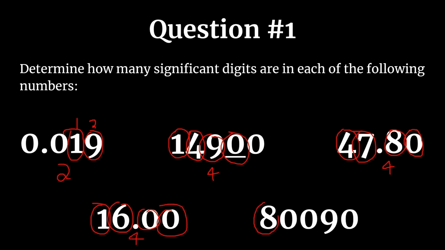Lastly, the 8 and the 9, of course, as they are non-zero numbers, are significant. But these 2 zeros right here are sandwich zeros, and so they also become significant. So now you have 4 significant digits in 80,090, but because this 0 is a trailing 0 with no decimal point, then this number has only 4 significant digits as well.